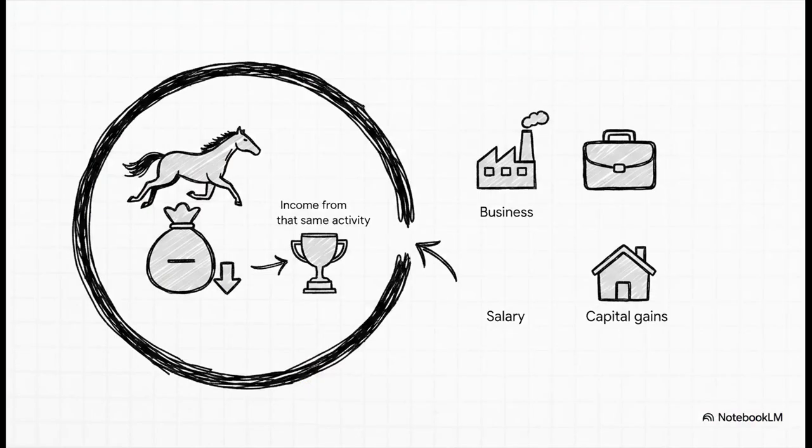And here it is, the fundamental rule, the absolute heart of this section. The law essentially creates a ring fence around this activity. Any loss you make from owning and maintaining racehorses can only be set off against income from that same activity. You cannot, I repeat, cannot use it to reduce your tax on any other income. Not your main business, not your salary, not capital gains, nothing.